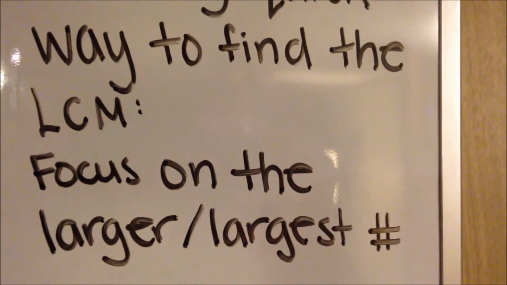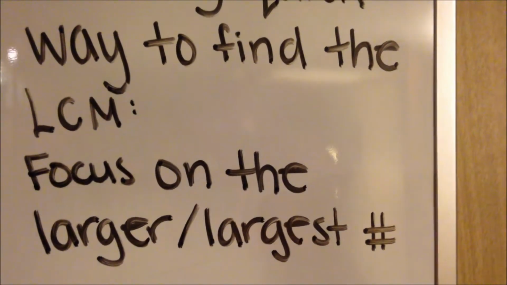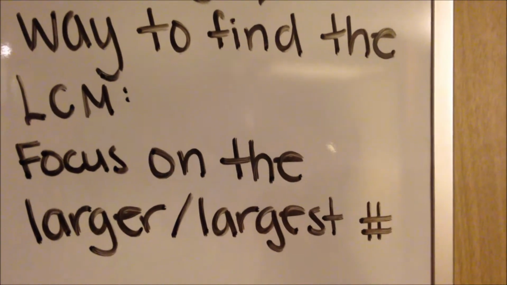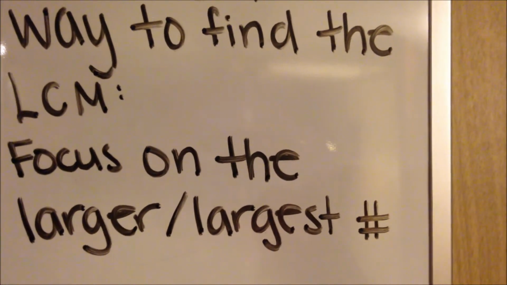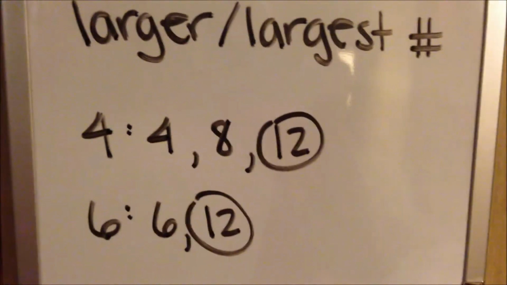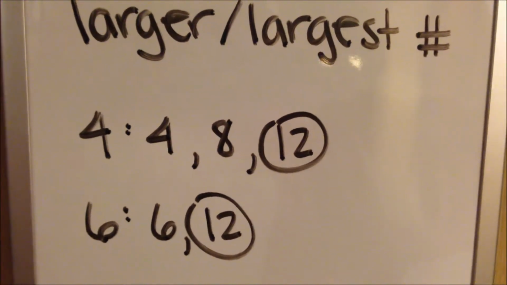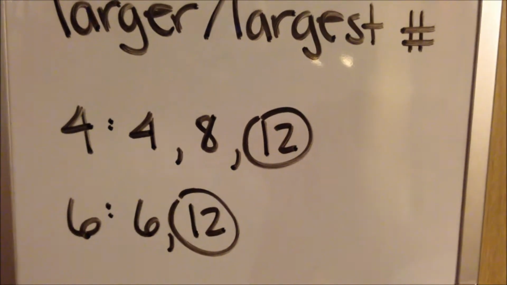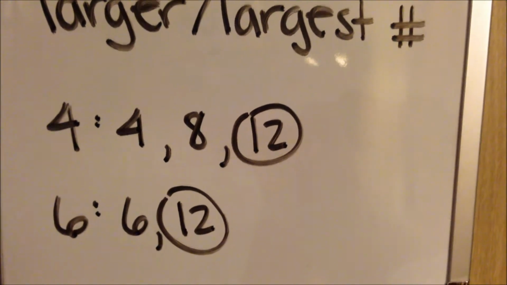Focus on the larger number if there are two numbers, or the largest number if there are more than two numbers. Let's go back to the example involving 4 and 6. Okay, the multiples of 4, as we said, were 4, 8, 12, etc. And 6 were 6, 12, etc.